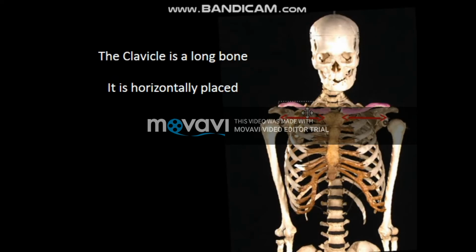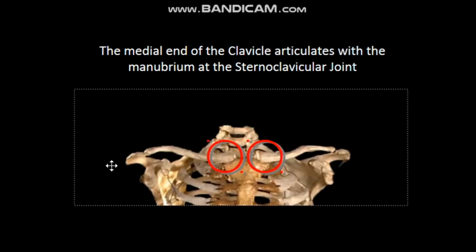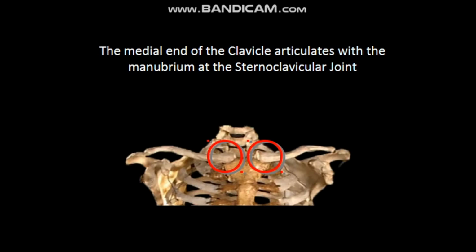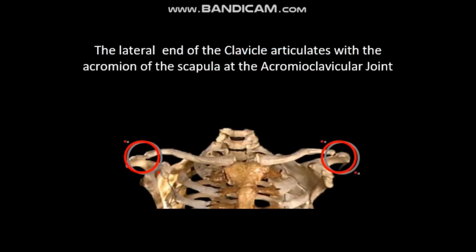Here is the scapula, this is the humerus, and this is the sternum. The upper sword-shaped structure is known as the manubrium. The medial end of the clavicle articulates with the manubrium and forms the sternoclavicular joint, because the manubrium is also part of the sternum.